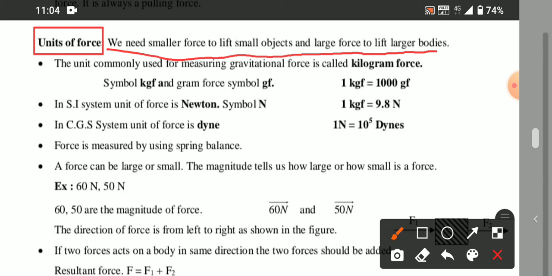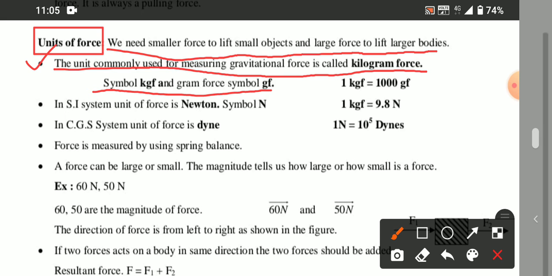Actually, we need smaller force to lift smaller objects and larger force to lift larger objects. Next point. The unit commonly used for measuring gravitational force is called kilogram force. Symbol is kgf, and gram force symbol is gf.